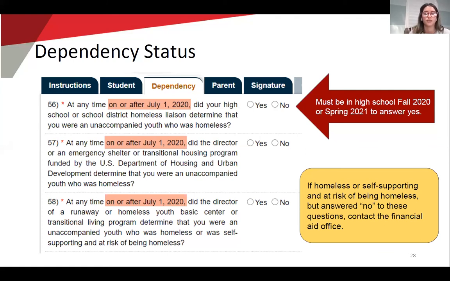This is referring to fall 2020 and spring 2021. So remember, this is for 21-22, so you're going to have to think back a little bit on this. If you are homeless and self-supporting or are at risk of being homeless but answered no to these questions, you can call the financial aid office, and I'll quickly go over that in the next slide. Next slide, please.